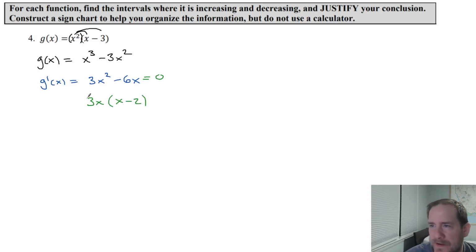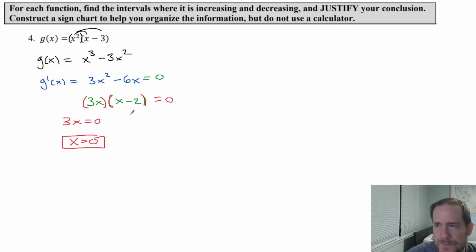And from there, I recognize that I've got two factors. So to figure out the values of x that make this function 0, I can just take each factor separately. And I can say that when 3x equals 0, that'll give me some solutions. And the only solution it gives me is 0. Then I can say that when x minus 2 equals 0, that gives me some solutions. And the only solution that gives me is positive 2. So it's looking like my critical values are 0 and 2.